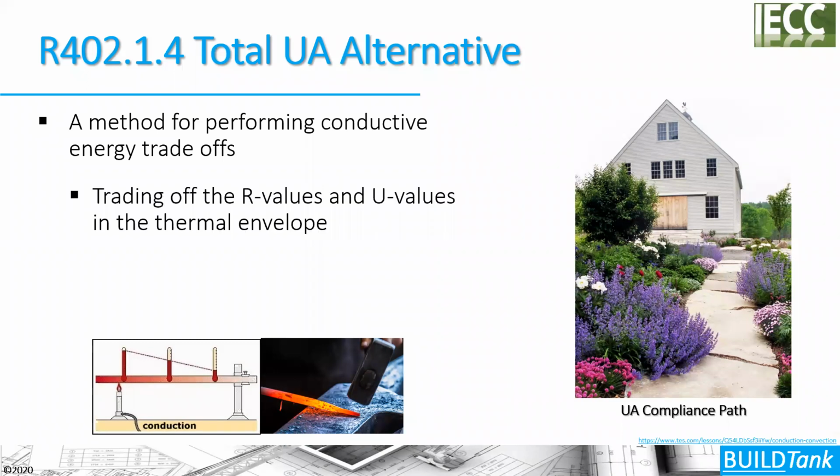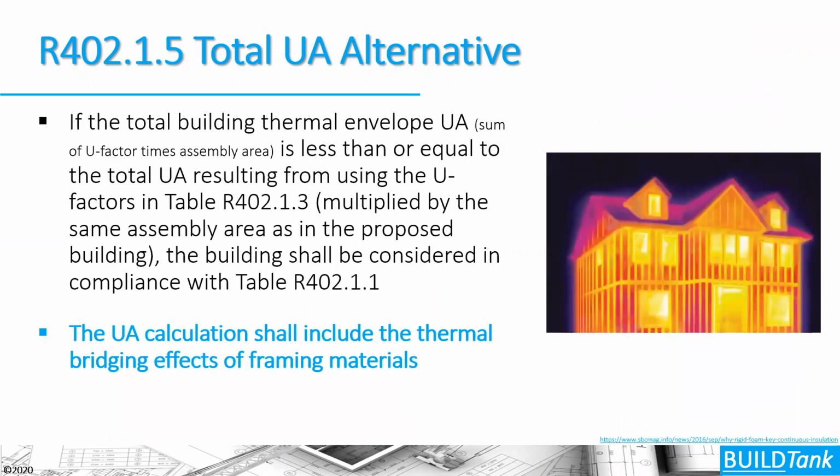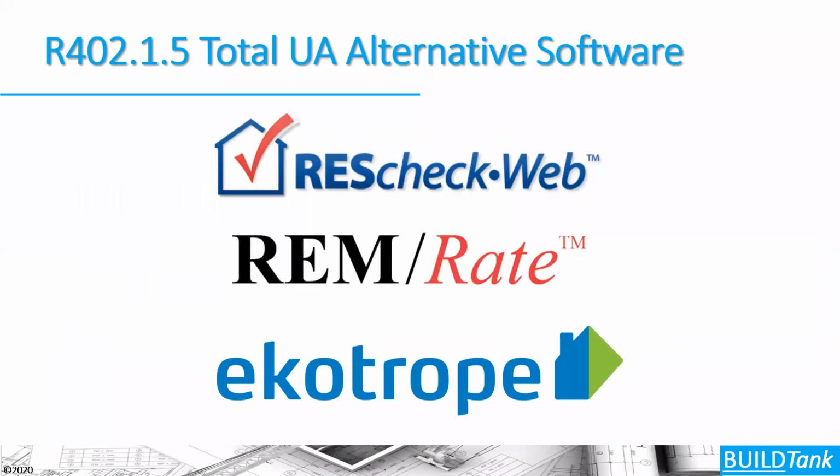So you're trading off R values and U values in that thermal envelope when you're using the U value trade-off. And that's the only thing you're trading off. And remember, you have to do those mandatory items in the code as well. The UA calculation shall include the thermal envelope, bridging effects, and framing material effects. And that's why it's using the U value table there, because it's looking at total assembly R value and U value. Now, there are a number of different software packages that can do this calculation.